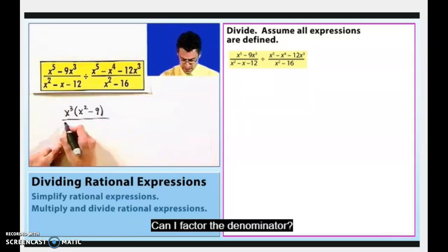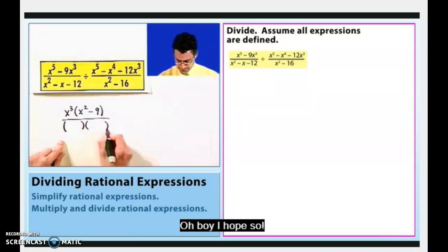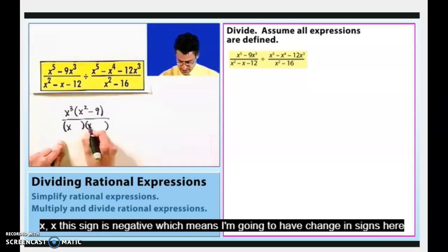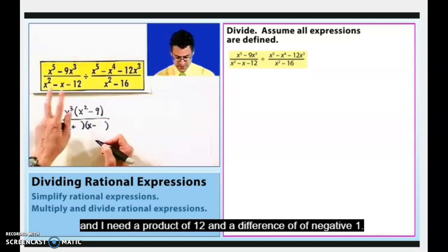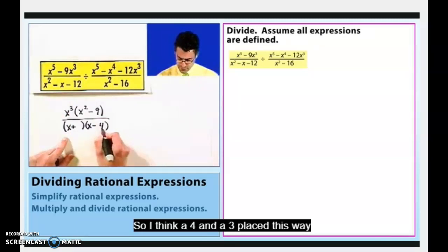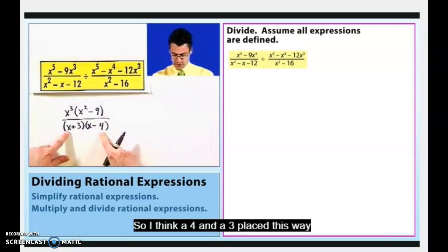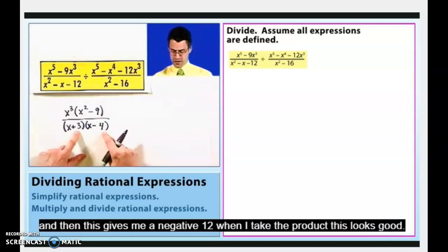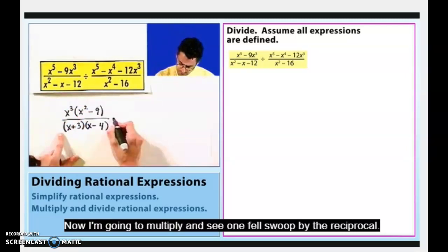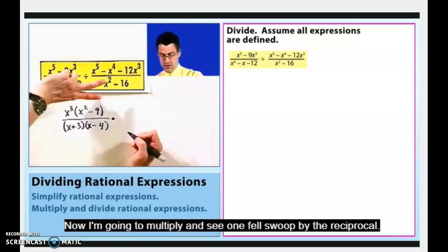Can I factor the denominator? Oh boy, I hope so. This sign is negative, which means I'm going to have to change signs here. And I need a product of 12 and a difference of negative 1. So I think a 4 and a 3 placed this way. Negative 4x, 3x, that gives me a negative x, perfect. And then this gives me a negative 12. I think the product, this looks good. Now I'm going to multiply, see, one fell swoop, by the reciprocal.